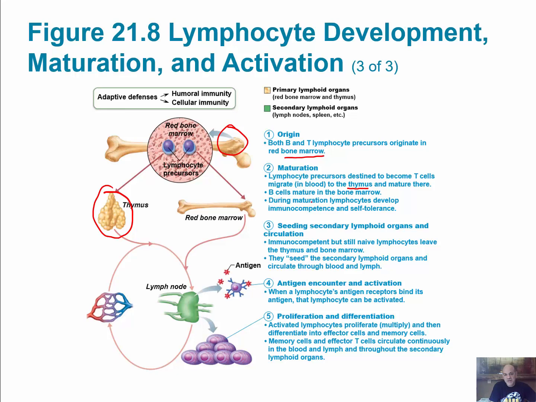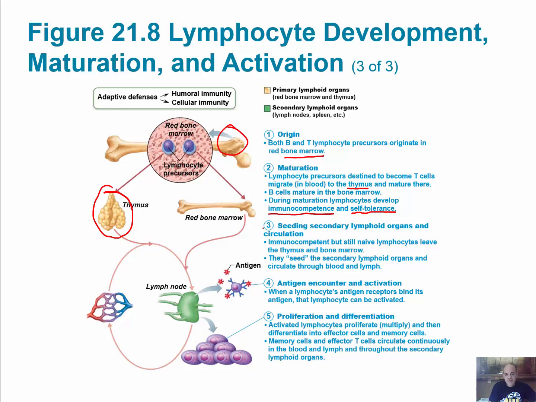And during the maturation of lymphocytes, they're going to develop both immunocompetence, or the ability to respond to specific antigens, and they are also going to develop self-tolerance, which means that they won't be affected by the body's own antigens.